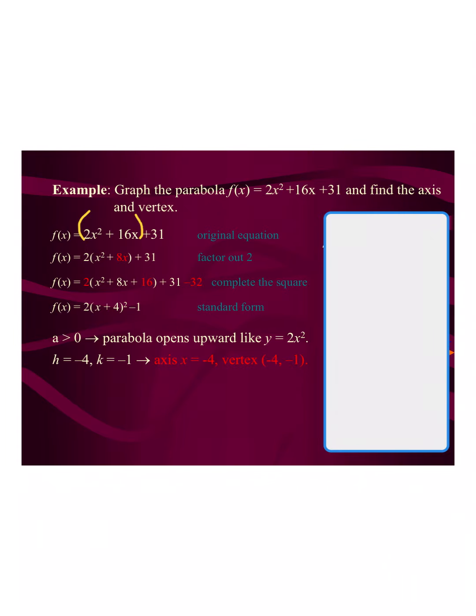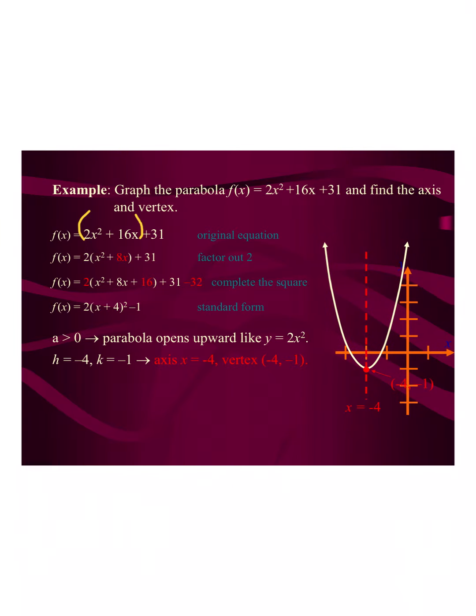I'm going to make sure that my axis goes through x equals negative 4. And it's a positive parabola, so it's going to open up. And if you look at our graph, you can see all of those features there.